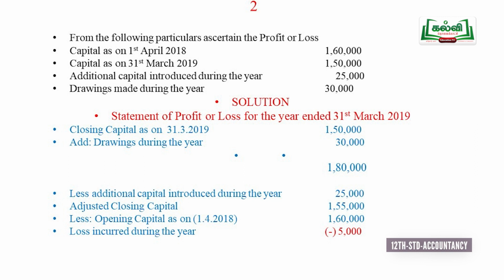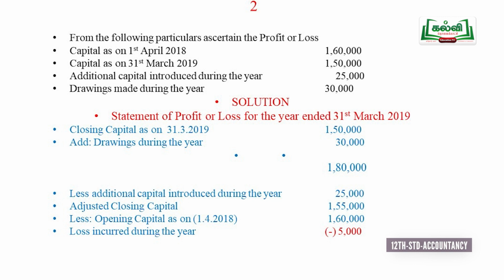So, according to the format, first we have to take the closing capital. So closing capital, add drawings, less additional capital, we can have an adjusted closing capital, less opening capital, the answer is loss. Already we have seen, when the adjusted closing capital is less than the opening capital, the answer may be loss.